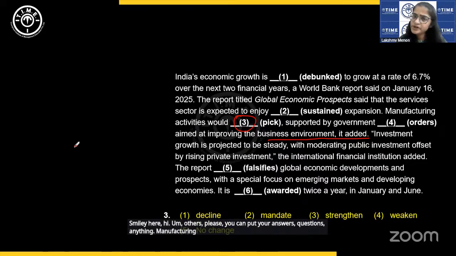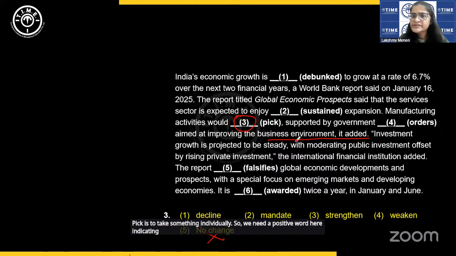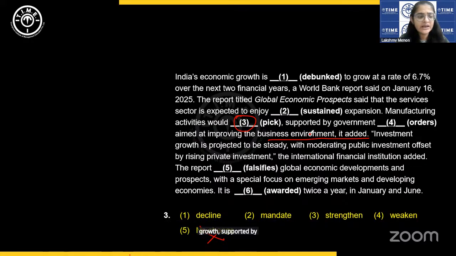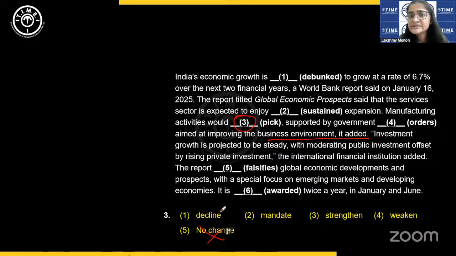Manufacturing activities would improve, right? So pick up would be okay. To pick up pace, pick up speed, but you can't say would pick. Pick is to take something individually. So we need a positive word here indicating growth supported by government, something along the lines of orders aimed at improving the business environment. Now let us see. So government orders would not make sense, but we will go to that blank later. Here, decline, if government supports these activities, it cannot decline. We need a positive word.